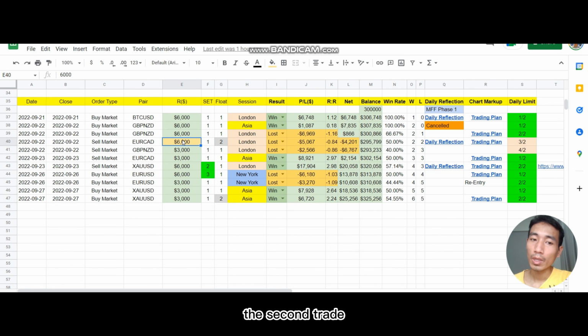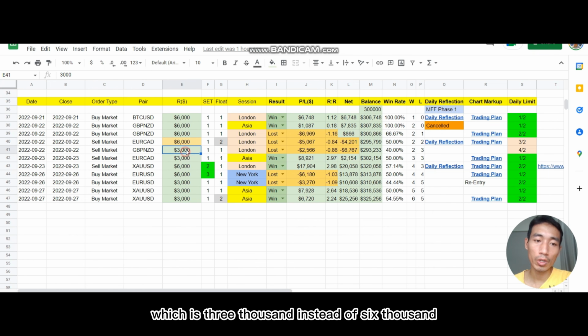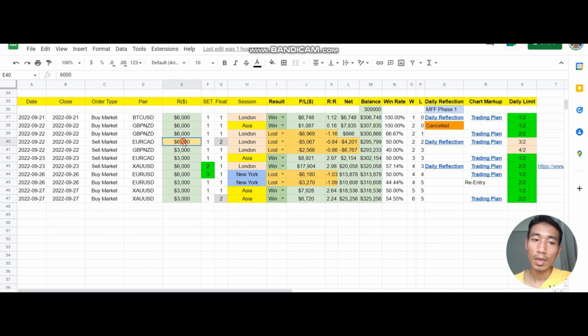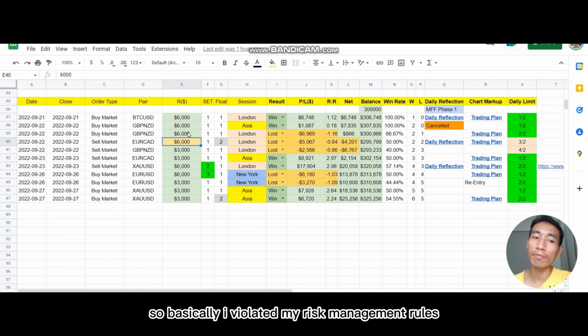The second trade, if I open the 2 trades at the same time, then in my risk management plan I need to cut the risk to half, which is 3,000 instead of 6,000. But I opened 2 trades in a row, different pairs, and used the same risk. So basically, I violated my risk management rule.